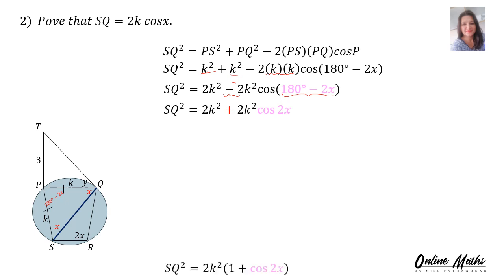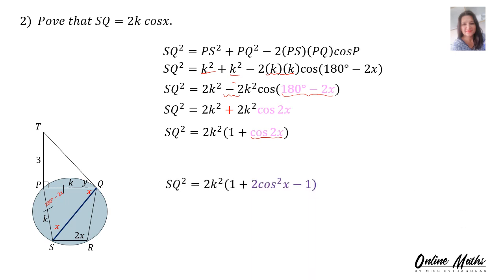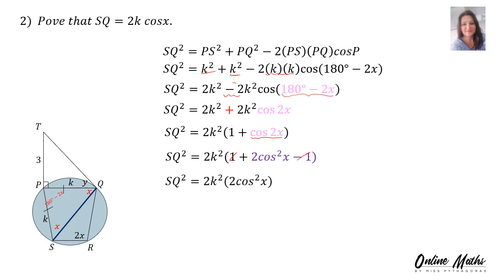In the next step, I will pull out 2k squared as a common factor, and I'm left with 2k squared bracket 1 plus cos 2x. Now, cos 2x is a double angle, and you have three options for that one. The one I'm going to use here is 2 cos squared x minus 1. And then plus 1 minus 1 will cancel, and I'm left with 2k squared times 2 cos squared x. And then 2 times 2 is 4k squared cos squared x.